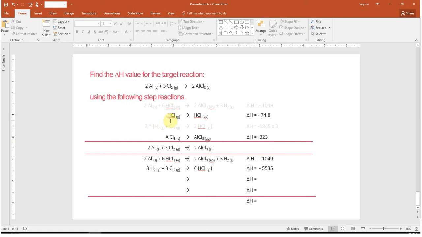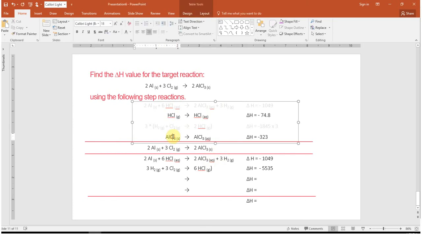Okay, so now let's go through and look for our next thing in the target, which is aluminum chloride. Now I need aluminum chloride solid. So I'm going to go through and look for aluminum chloride solid, and I have it right here. It's nowhere else, thankfully, so we're good. So I need this on the product side, but it's actually on the reactant. So I'm going to reverse this reaction. Which means I'm going to have to reverse the sign of this as well.